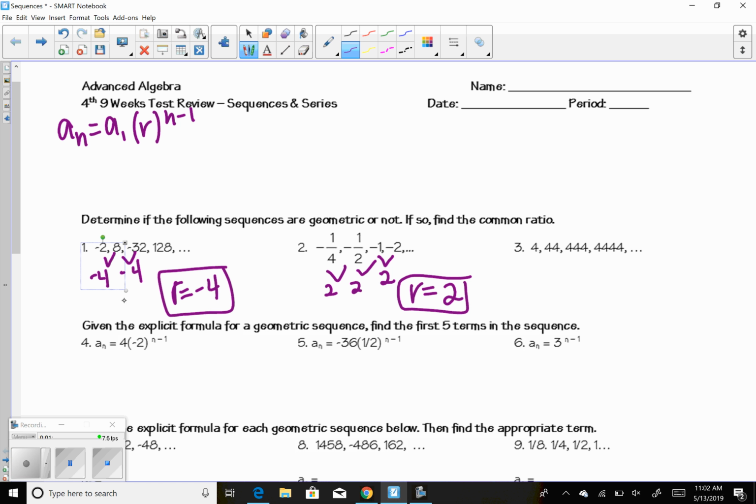Jump back to number 1. If you look, you go negative, positive, negative, positive. Remember, when you alternate signs, the ratio has to be negative.